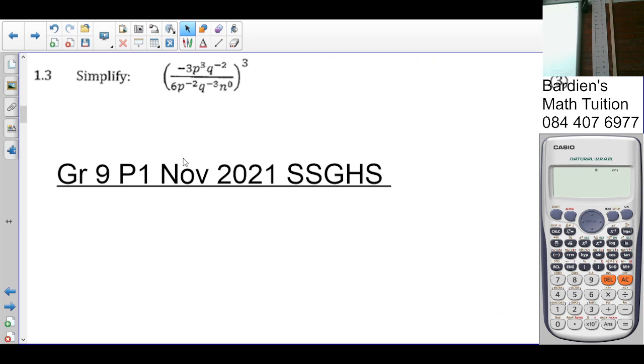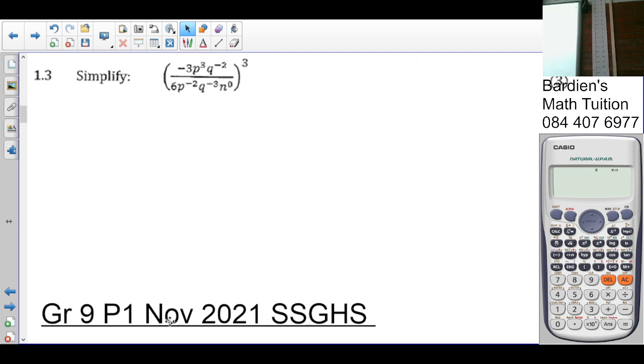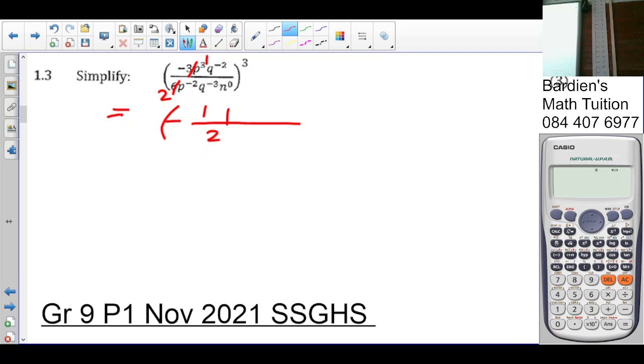1.3. In 1.3 we must first simplify inside the bracket. Okay? So as you can see, positive divided by negative, or negative divided by positive, is negative. 3 going into 3 once, 3 going into 6 twice. So it's 1 over 2. Where's there more p's? On top. So it's going to be p. I bring that up. The minus 3 plus 2 is 5.